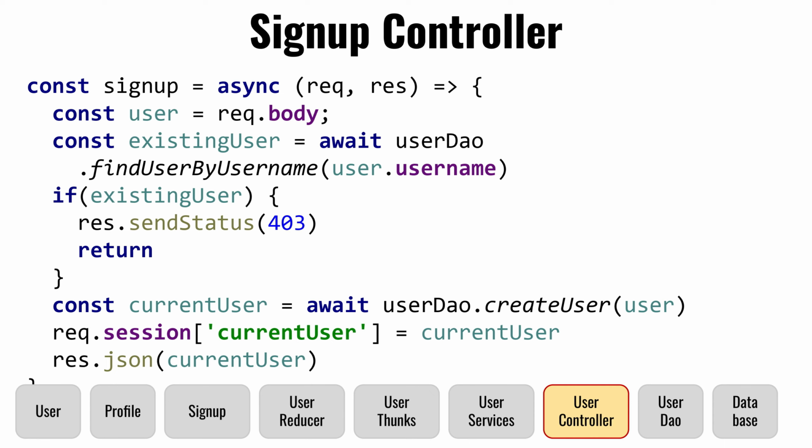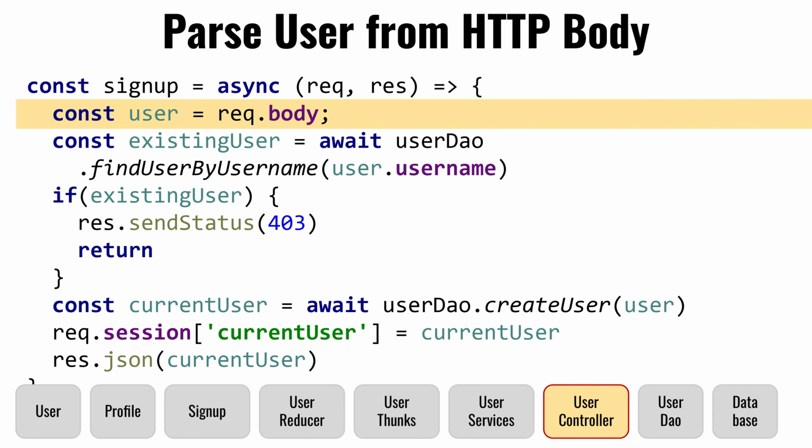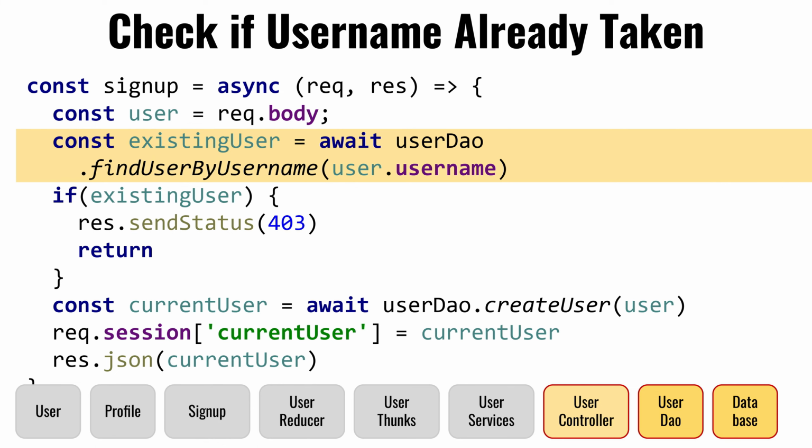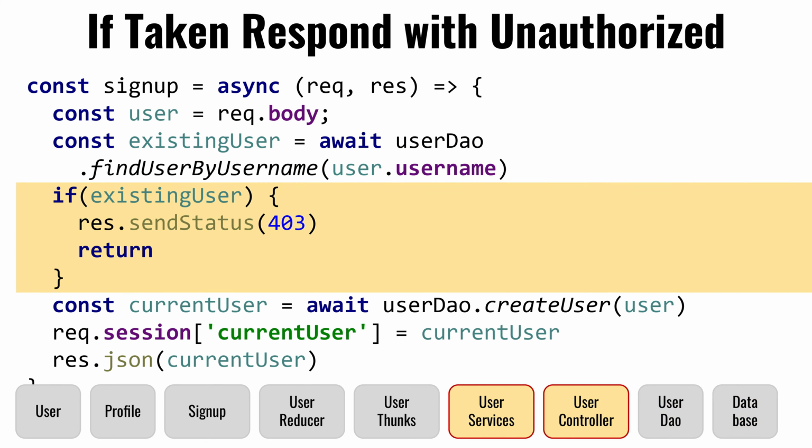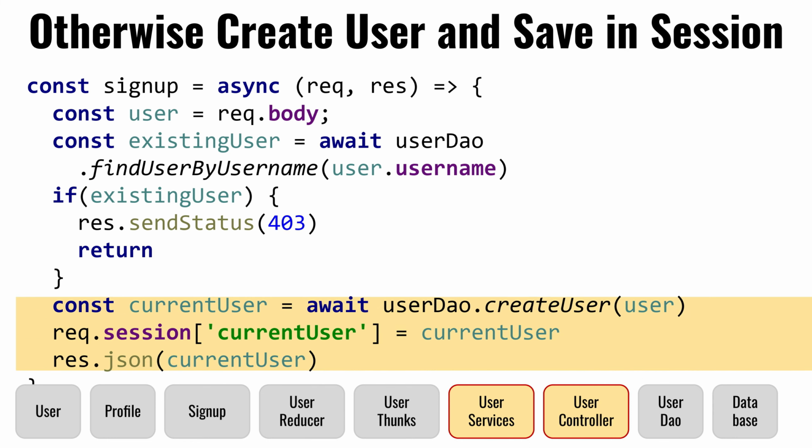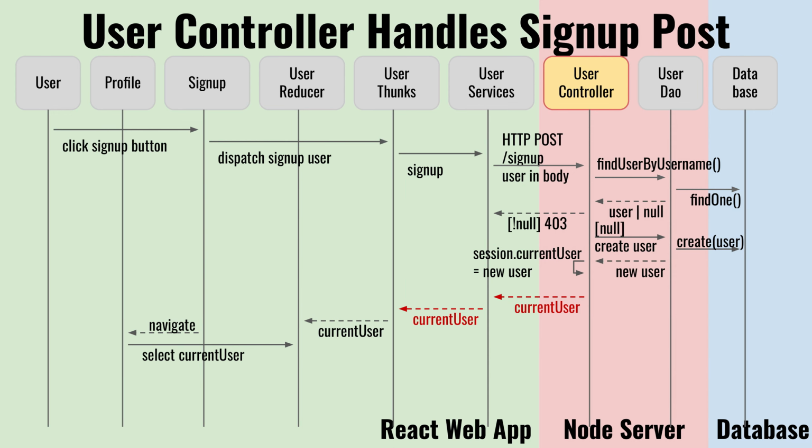The signup function handles the signup HTTP event. We first parse the user from the HTTP body. Then we check if the username is available by looking up the user by their username. If the username is not available, then respond with an error 403. If the username is available, create the new user and store it in the session property current user. The controller responds with the new user who just signed up.